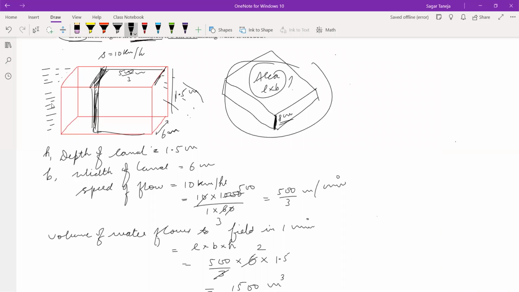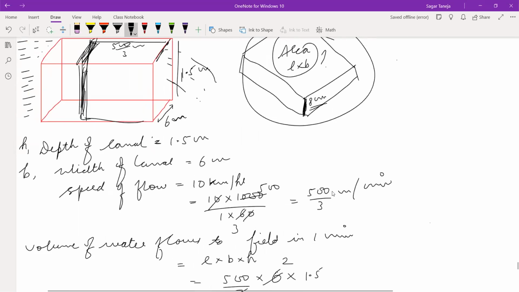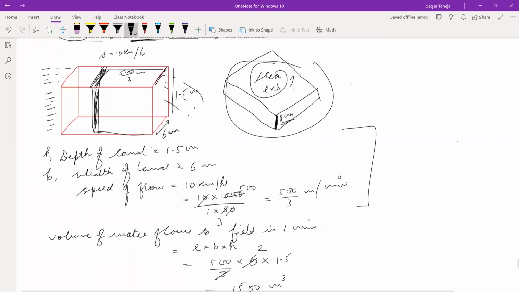Okay, just see this. This is a canal and the length we don't know, but we know that the rate of flow of water is 10 kilometer per hour. So the speed of flow we have converted into meter per minute, because our question is talking about the units meters and minutes. To convert into meter, multiply this 10 into 1000, and to convert into minute, multiply this 1 into 60. You'll get 500 by 3 meter per minute. Is it clear till here? The height, the breadth, and the speed of flow we have written till now.